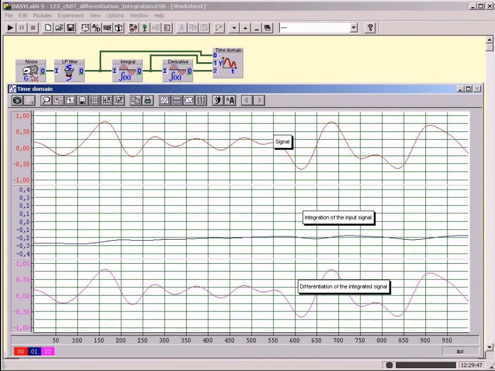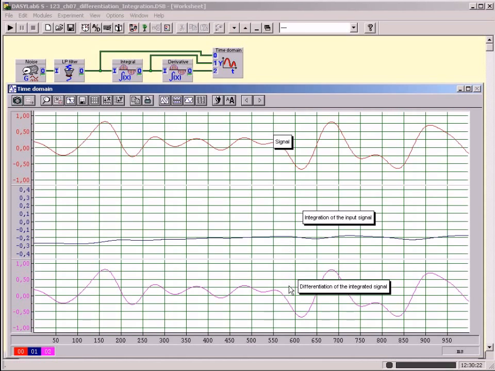Now we show the relationship between integration and differentiation. The appropriate experiment shows the agreement. The differentiation of the integrated signal produces the original signal. Thus, differentiation appears to be the reversal of integration. Differentiation can be seen as a reversal of integration, and integration means the reversal of differentiation.